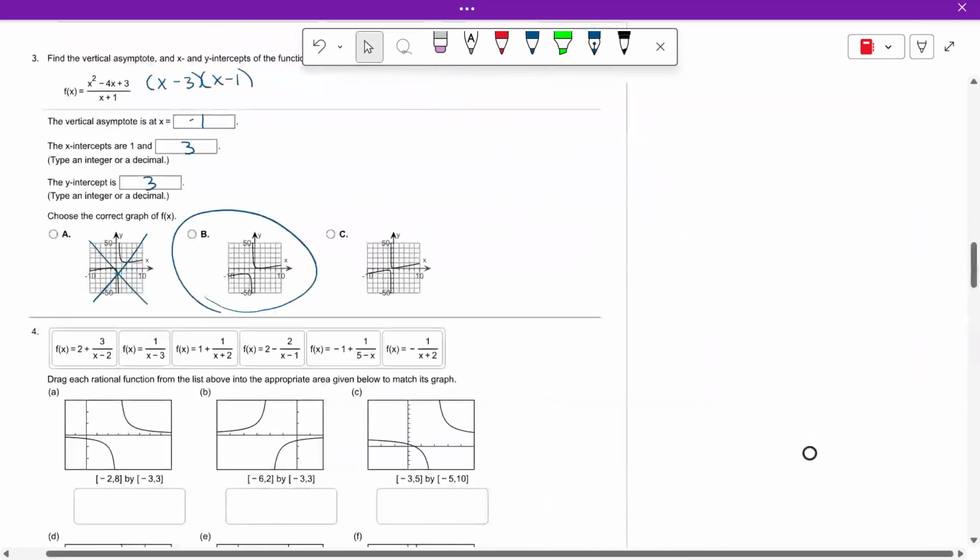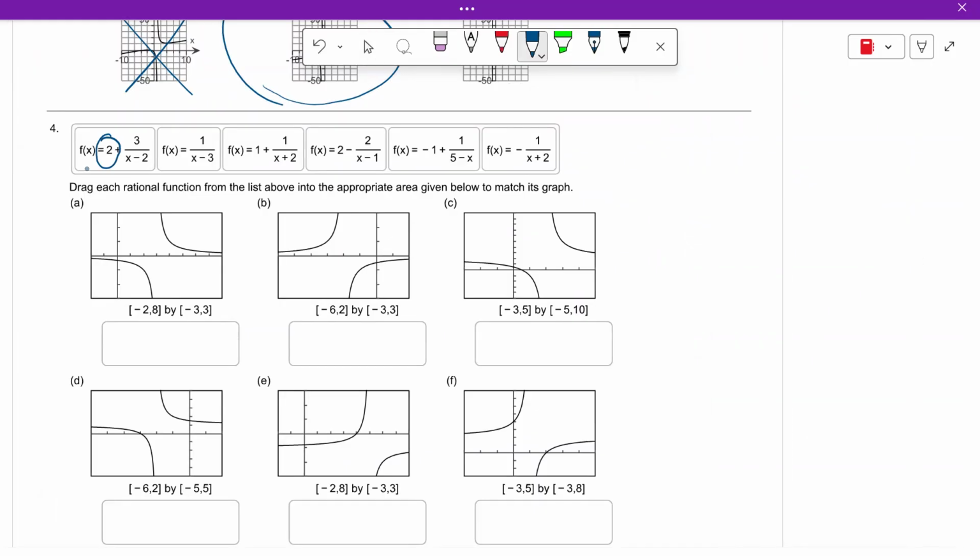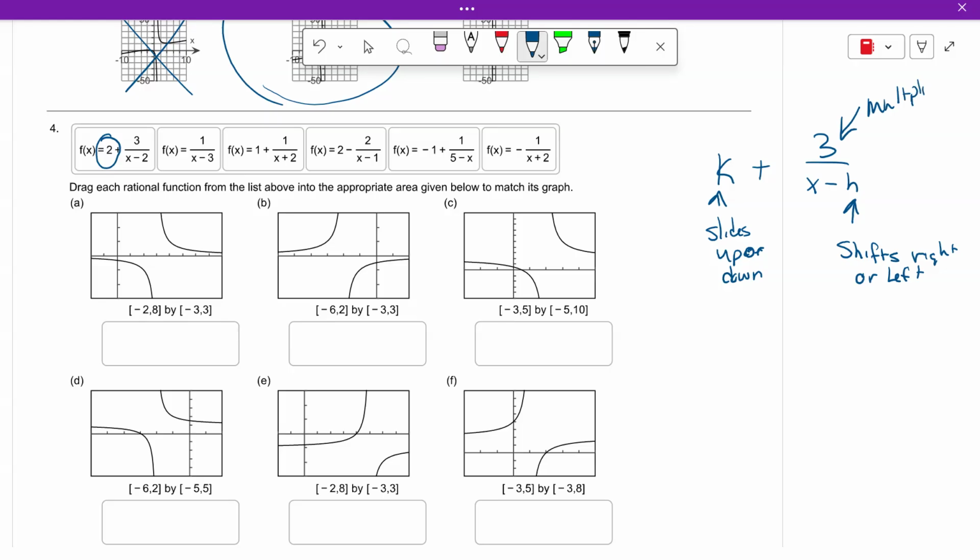And then on this one, what happens when you have a number on the outside? It moves it up or down. So if you have a k out here, plus 3 over x minus h, the k slides it up or down. The h shifts it right or left. And this is your multiplier, which stretches it up and down a little bit.